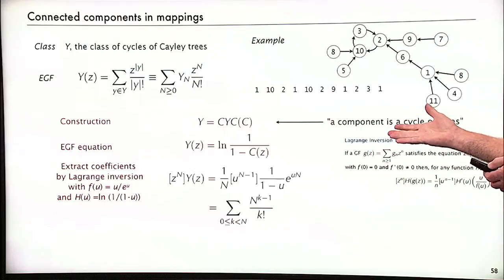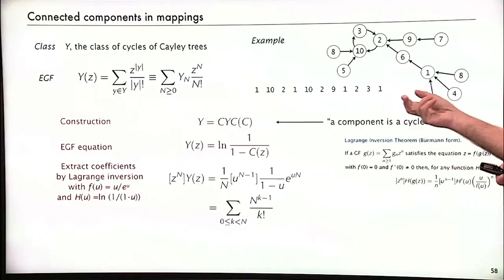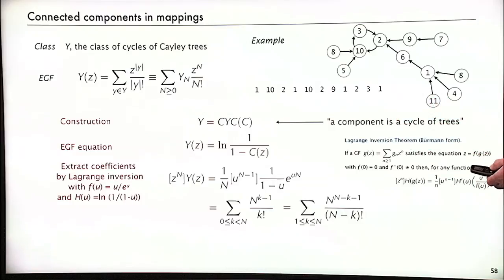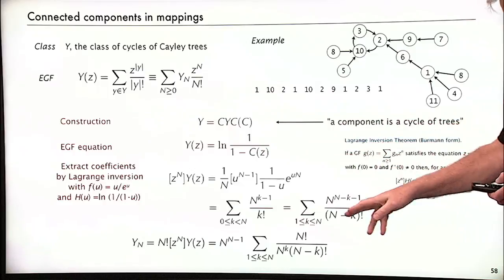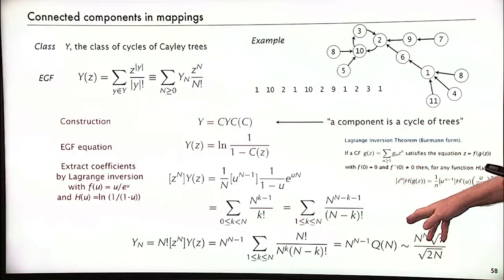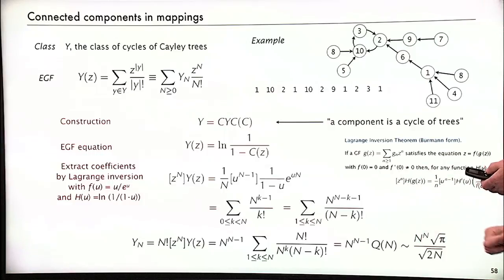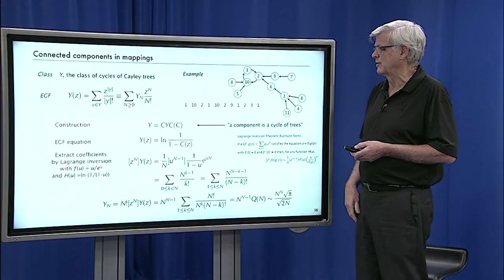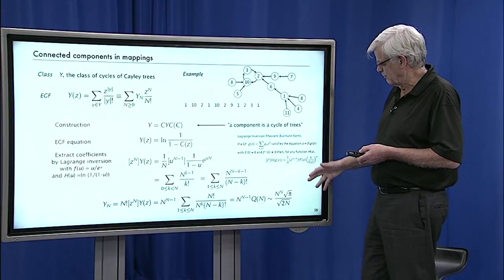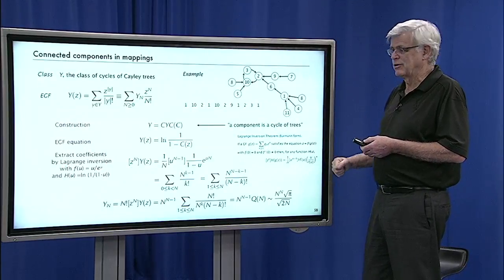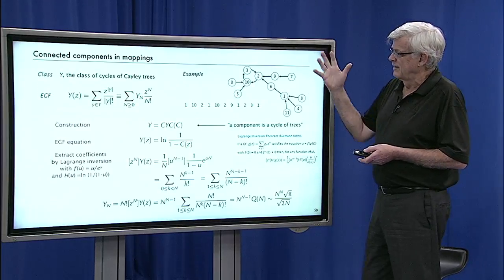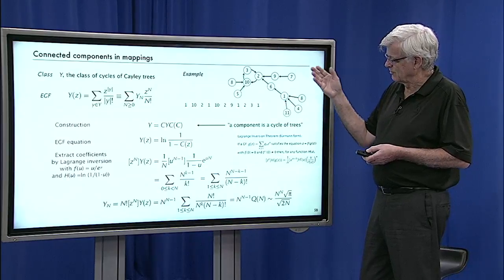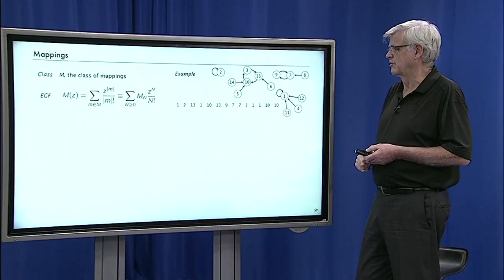And so just doing the convolution, it's n to the k minus 1 over k factorial. And change n to n minus k. And our coefficient is n factorial times that, and that's our familiar Ramanujan function, which leads to that enumeration result. So that's the number of connected components in mappings, or the probability that a component is connected is that divided by n to the n, which is square root of pi over square root of 2n. Connected components in mappings comes directly from the symbolic method coupled with Lagrange inversion.